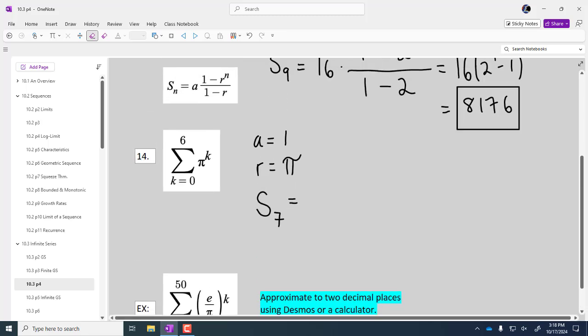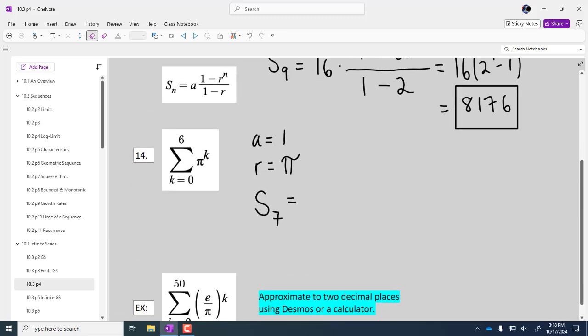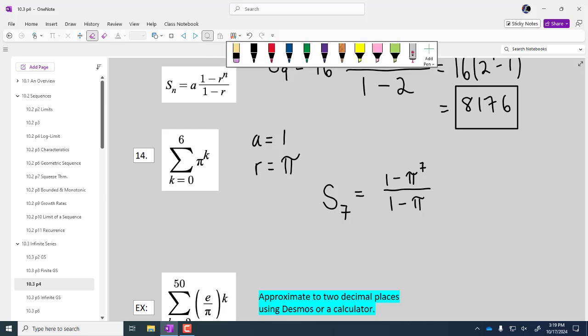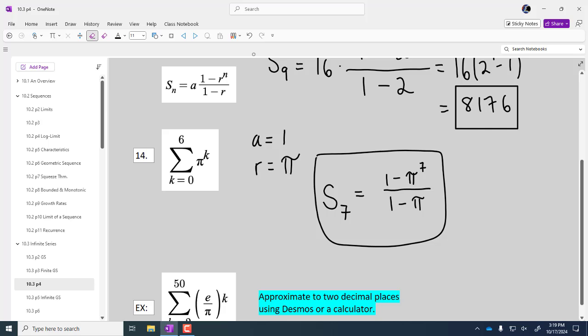So now we use our partial sum formula again right there. A is 1, and then we're going to have 1 minus pi raised to the n. We said n was 7, over 1 minus pi. So we get that, and there's not a lot we can do with that, so we'll just leave it there. Any questions on that?